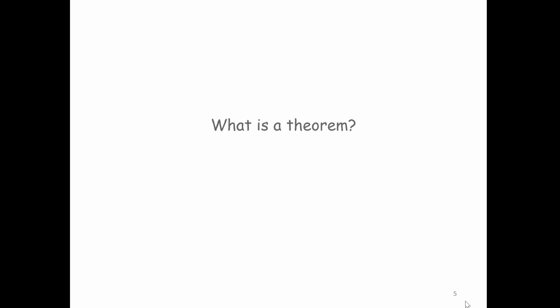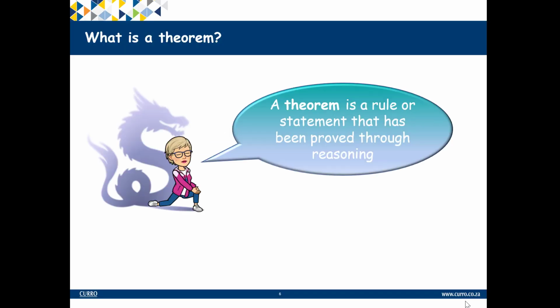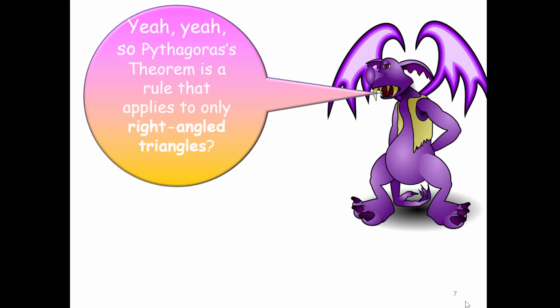What is a theorem? A theorem is a rule or statement that has been proved through reasoning. In other words, it's not just something that we believe or something that looks like it. We need to test and then prove it through reasoning. So Pythagoras' theorem is a rule that applies to only right-angled triangles? Yes, Hypo, that is exactly that.